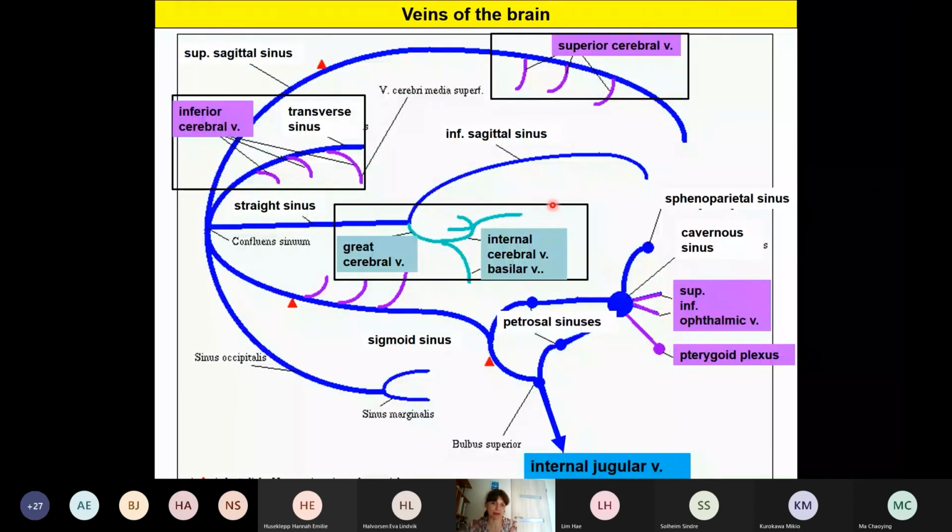This picture is a schematic drawing now about the most important sinuses, shown by this blue color, and the internal veins of the brain. So in green you can see the most important internal veins, the internal cerebral veins, which fuse with the basilar veins, and they form the great cerebral vein, which will drain into the straight sinus. And in purple you can see the most important superficial veins, which will then enter the neighboring sinuses. And at the end, the blood will be drained into the internal jugular vein. Here on the right side, you can see again the cavernous sinus and its connections to the other important veins.